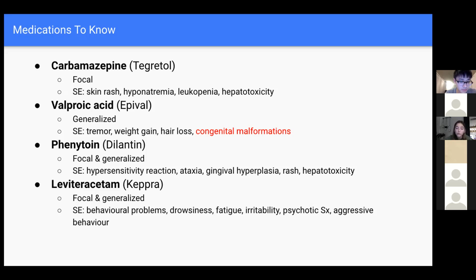Next, we have phenytoin, which is to treat both focal and generalized seizures. Some side effects are hypersensitivity reaction, ataxia, gingival hyperplasia, rash, and hepatotoxicity. And lastly, we have levetiracetam, which is also to treat both focal and generalized seizures. Some side effects are behavioral problems, drowsiness, fatigue, irritability, psychotic syndromes, and aggressive behavior.